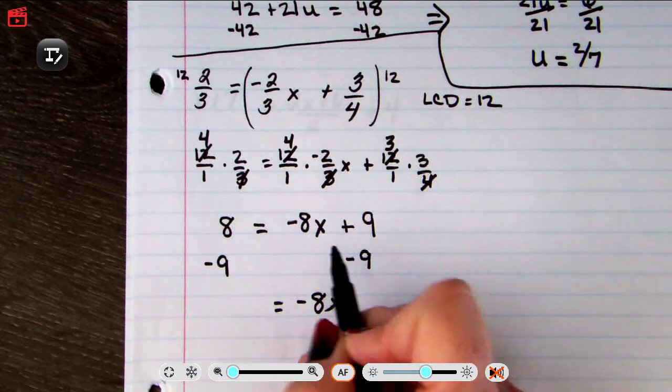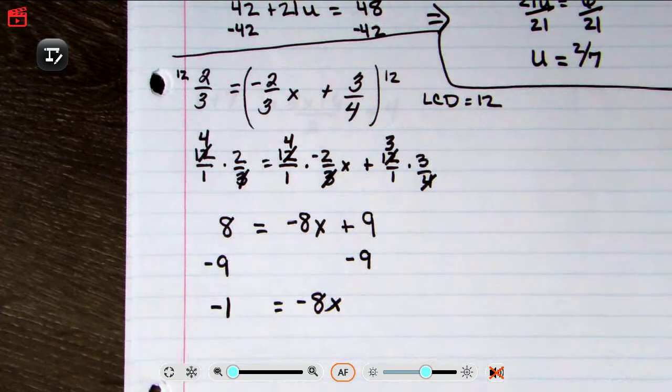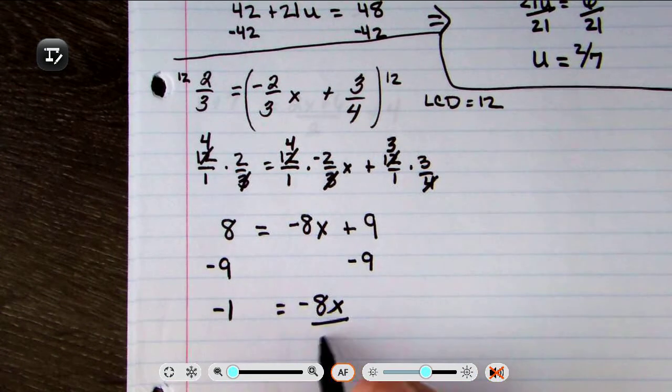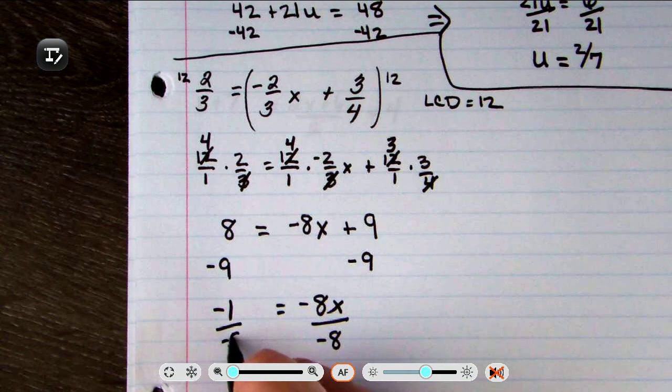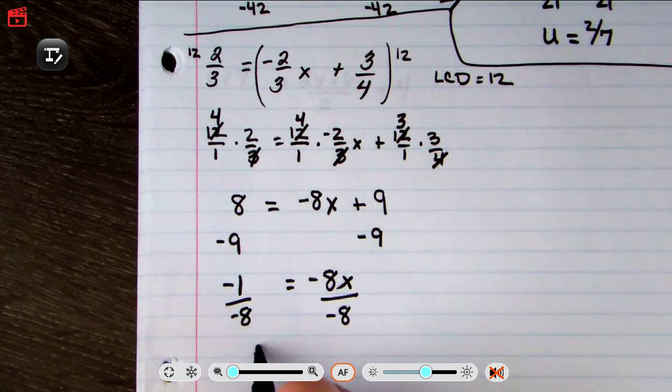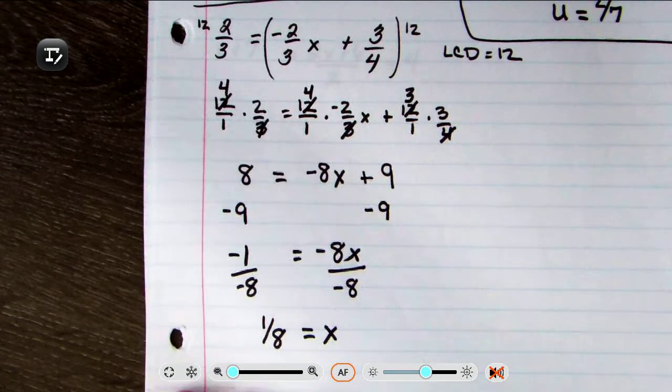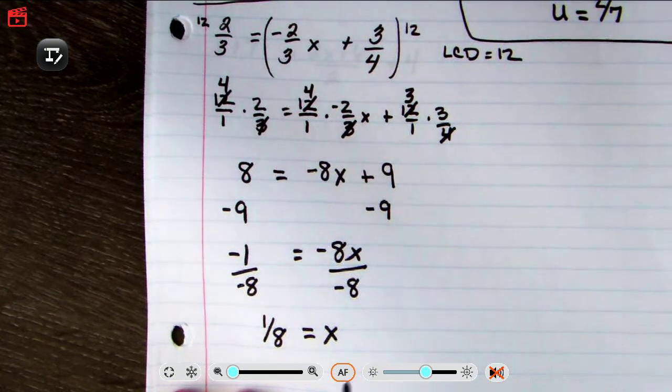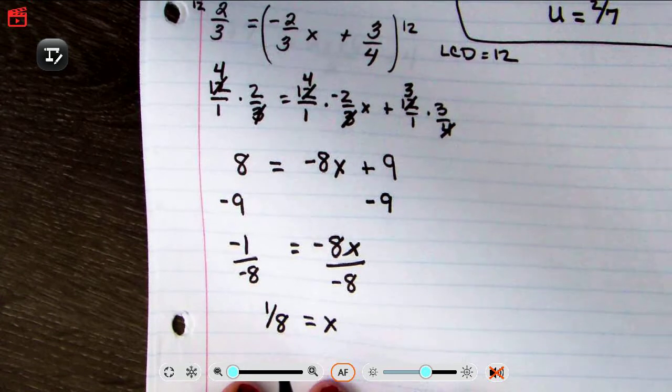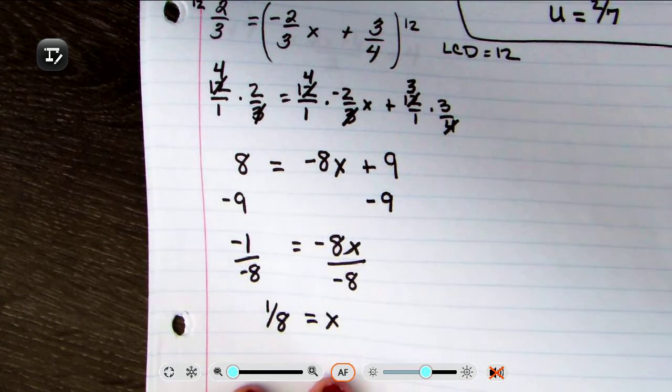So I get that negative 8x equals negative 1. Dividing both sides by negative 8, a negative divided by a negative is a positive. So I get that x is 1/8. And we should feel comfortable with answers in fraction form.